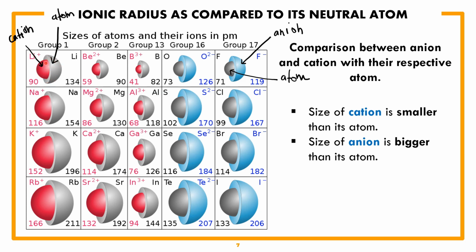So this is the size of the lithium plus ion, and this is the size of the lithium atom. So the size of the cation is smaller than the neutral atom. Different from this anion and its neutral atom, the size of the anion here is bigger than the size of the neutral atom. So now we are going to discuss why the size of the cation is smaller than its atom and why the size of the anion is bigger than its atom.